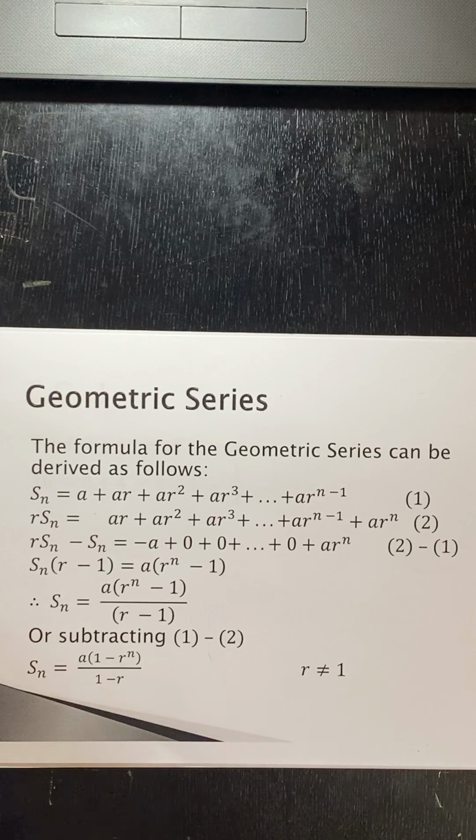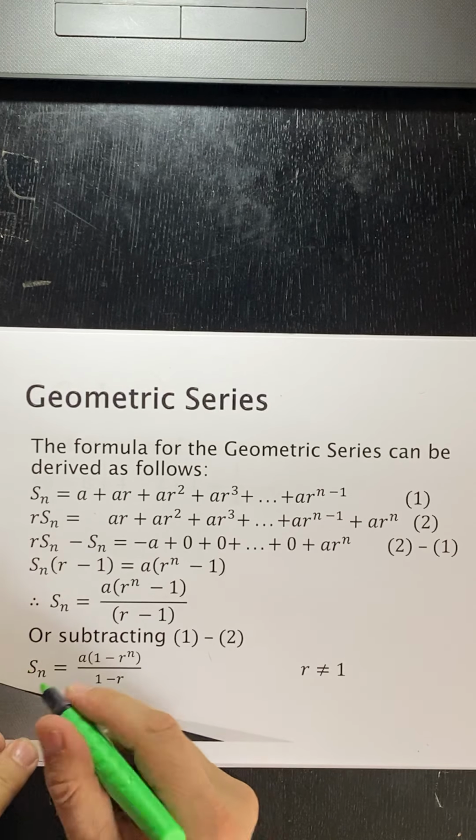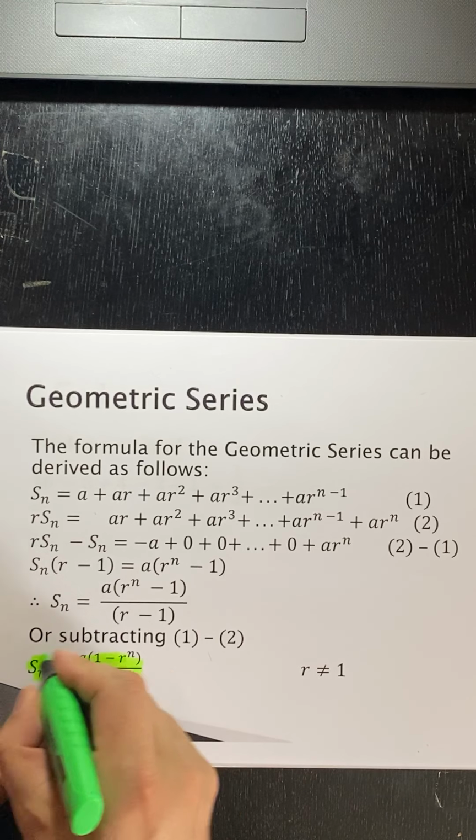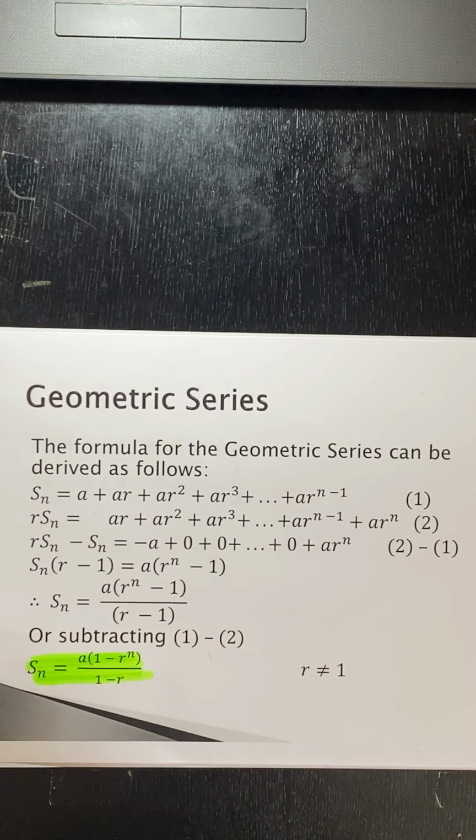Okay. Now here's the derivation of the sum formula for the geometric series. We don't really need to know it. All I need you guys to know is this bottom formula over here. This is the sum formula for your geometric series. Okay. This formula will be given on the formula sheet, so you don't have to remember it off by heart.